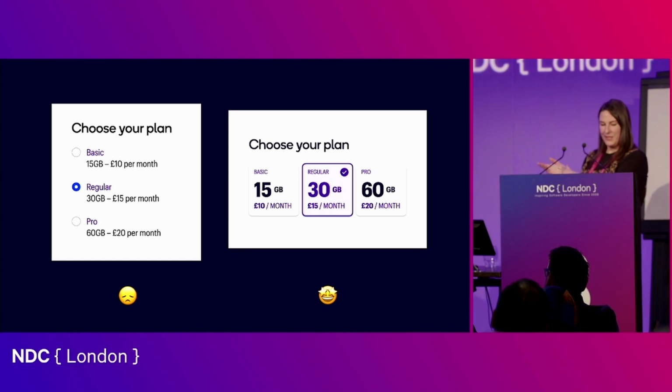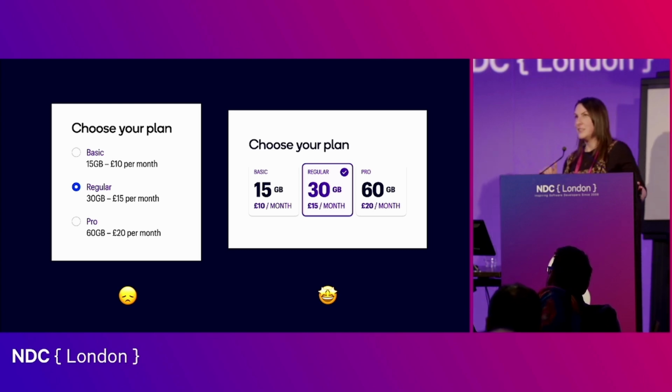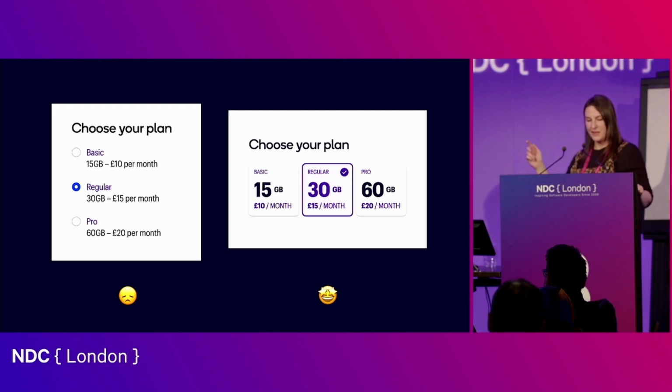So let's consider the hierarchy. What is the big difference here in our choices? So this is for a data plan. So the amount of data that you get is the largest differentiator. So that's the thing that we want to pull out. That's the thing we want to be the most prominent. So let's make that big. Let's make it bold.